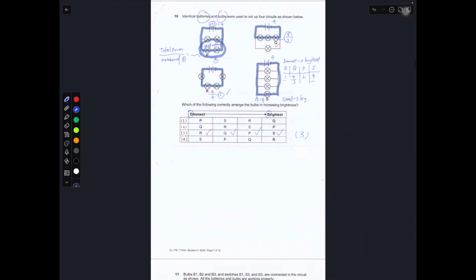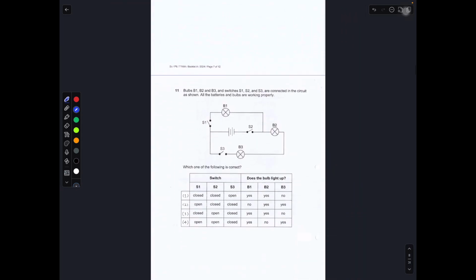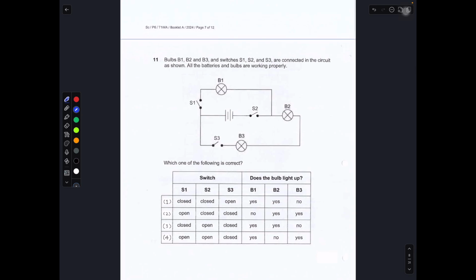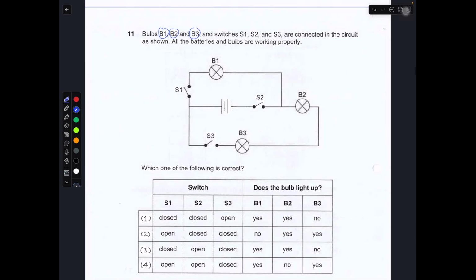So moving on to the next question. B1, B2, B3 and switches S1, S2, S3 are connected in a circuit as shown. All bulbs and battery are connected properly. Take a look at this circuit diagram. There we have a battery in the middle, and it seems like we have 2 circuits. One is going this way, the other one is going this way. So we have 2 paths.